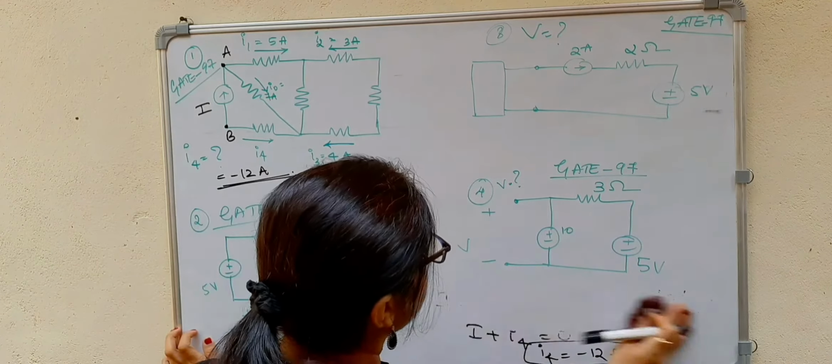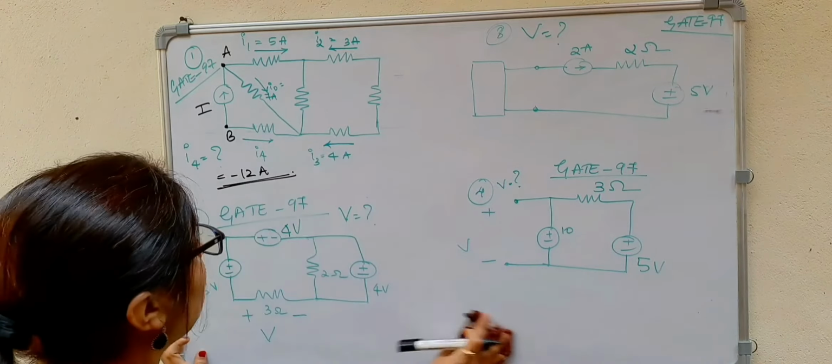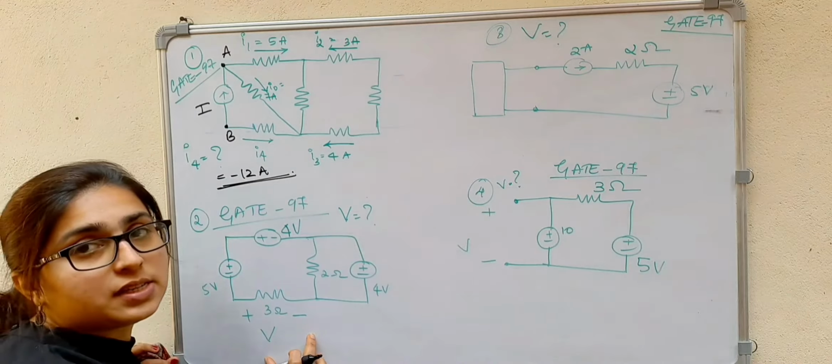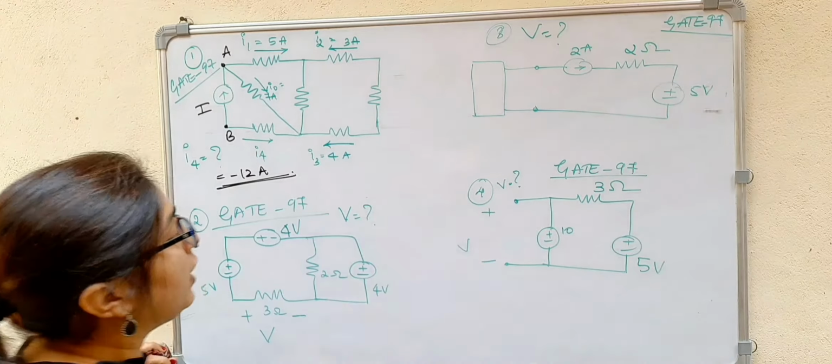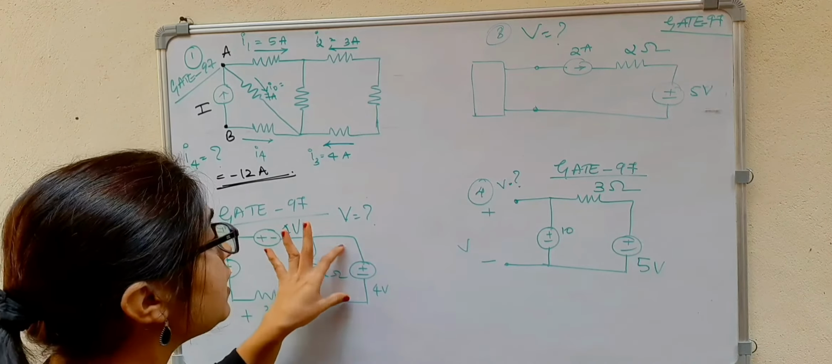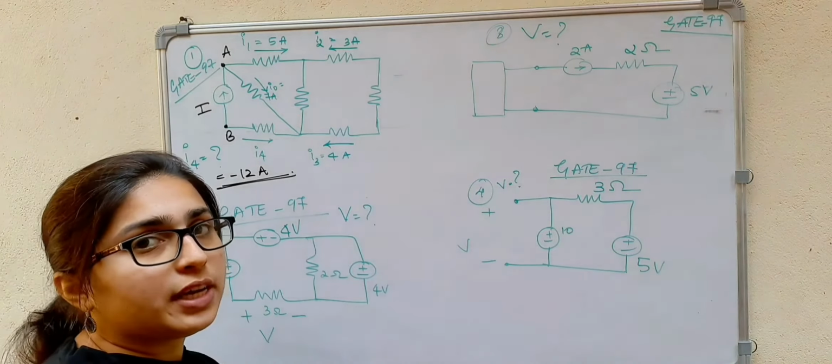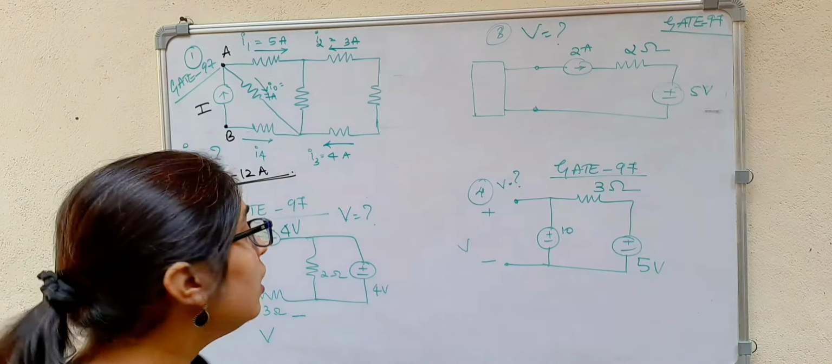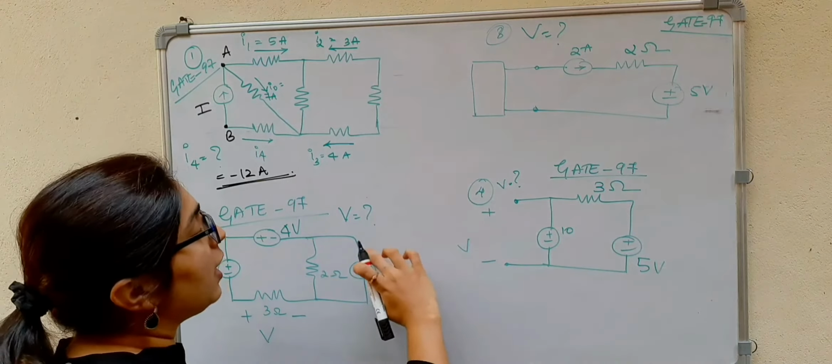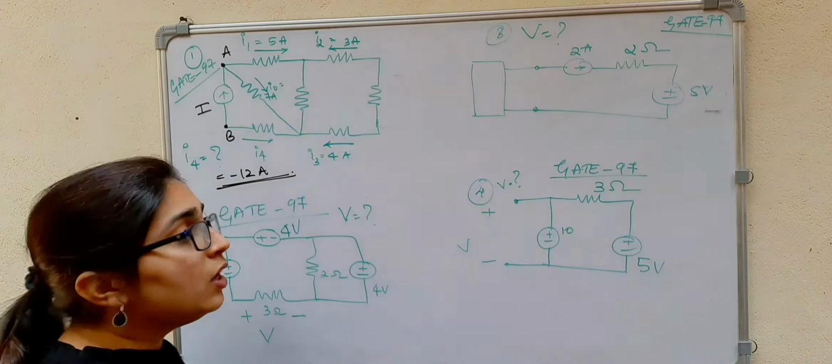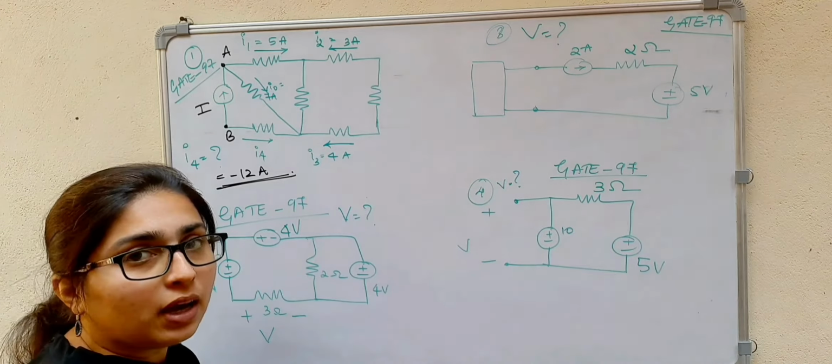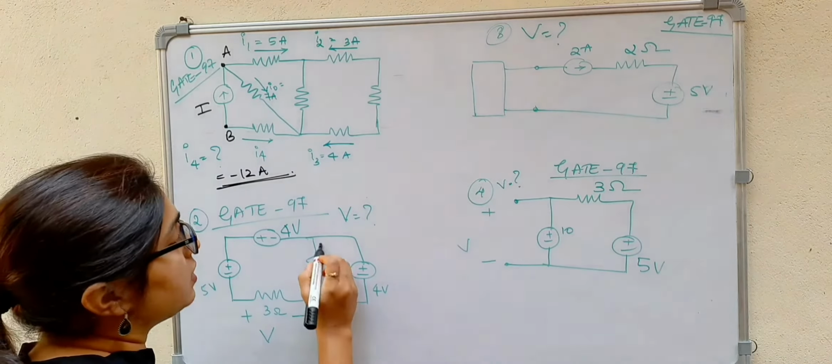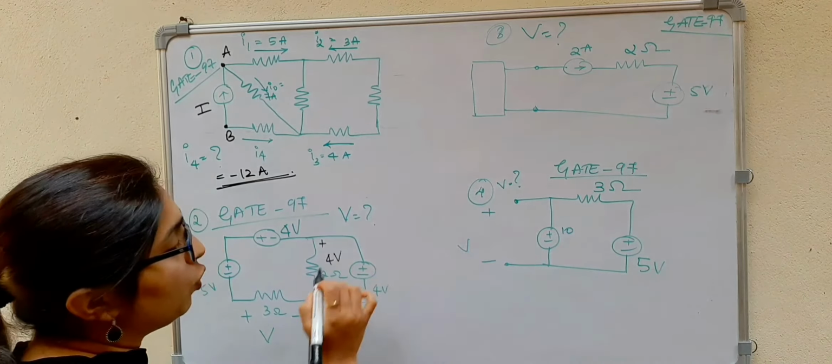Let us take the second problem. Here they have asked us to find the voltage across the 3 ohm resistor, V. You know that when a resistor is in parallel with a voltage source, we can neglect it, we can avoid it. That will become redundant. But in this case, we can also consider that if the voltage source is in parallel to that resistor, the same voltage will appear across this resistor also. That is 4 volts.